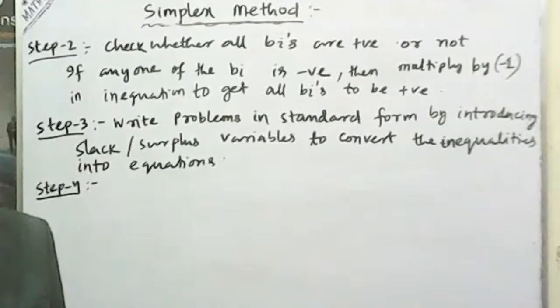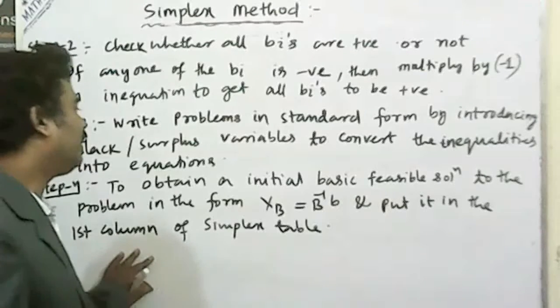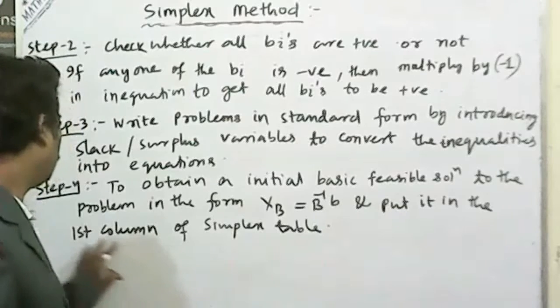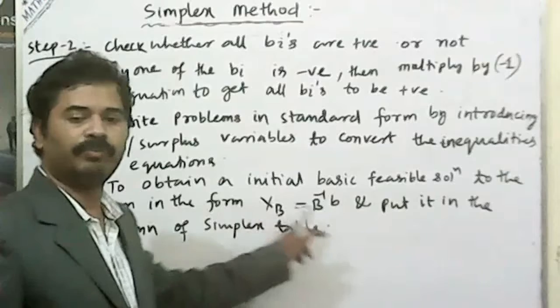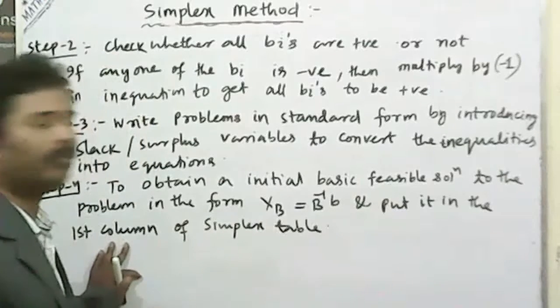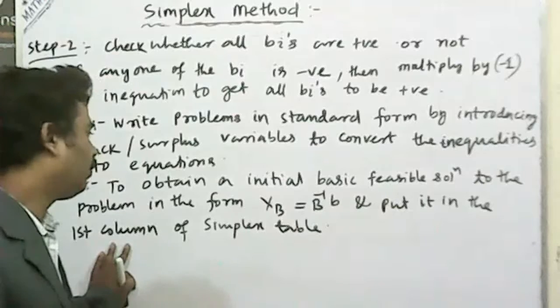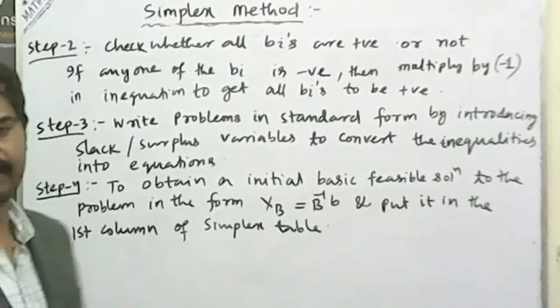Now comes to step 4. Step 4. To obtain an initial basic feasible solution to the problem in form of XB is equal to B inverse b and put it in the first column of the simplex table.